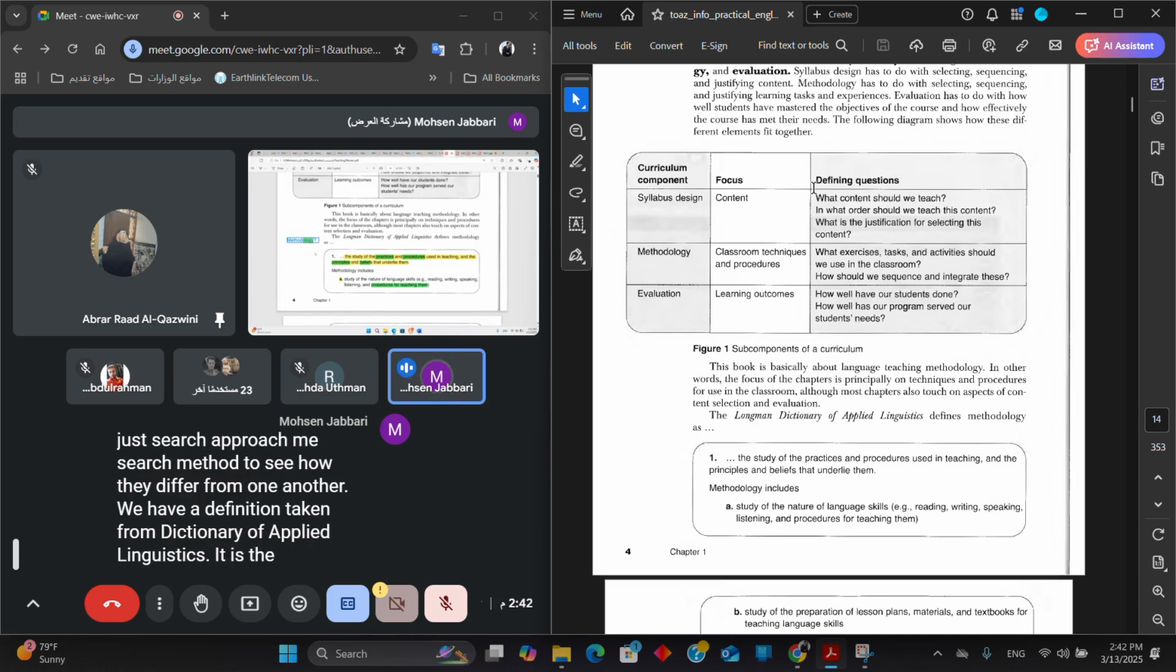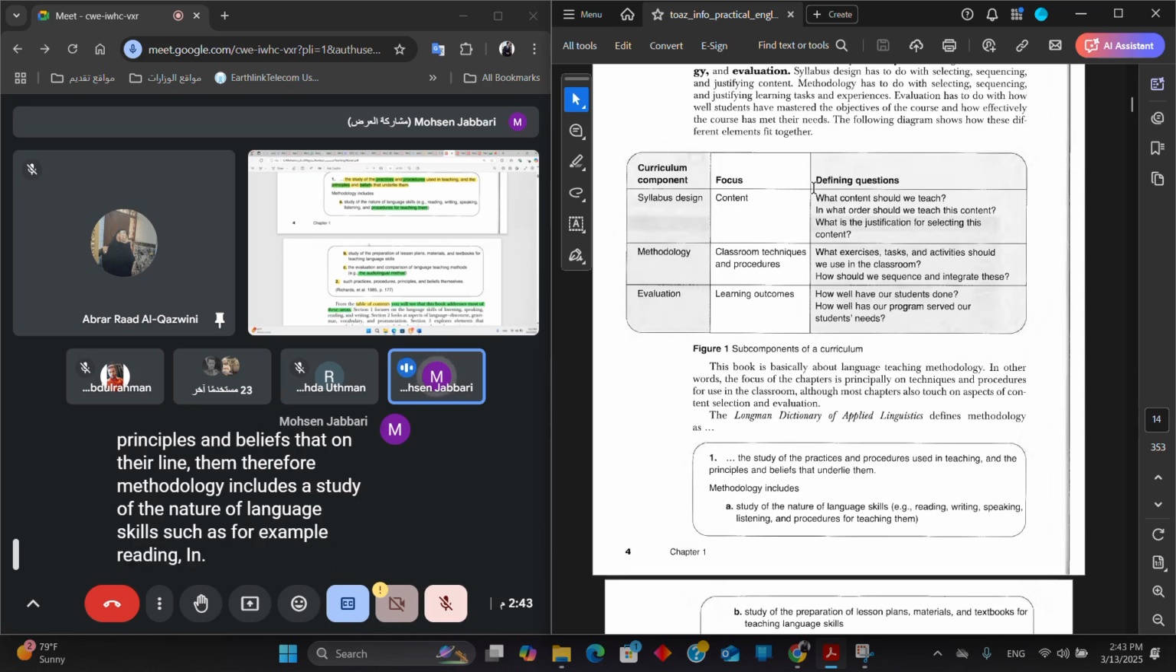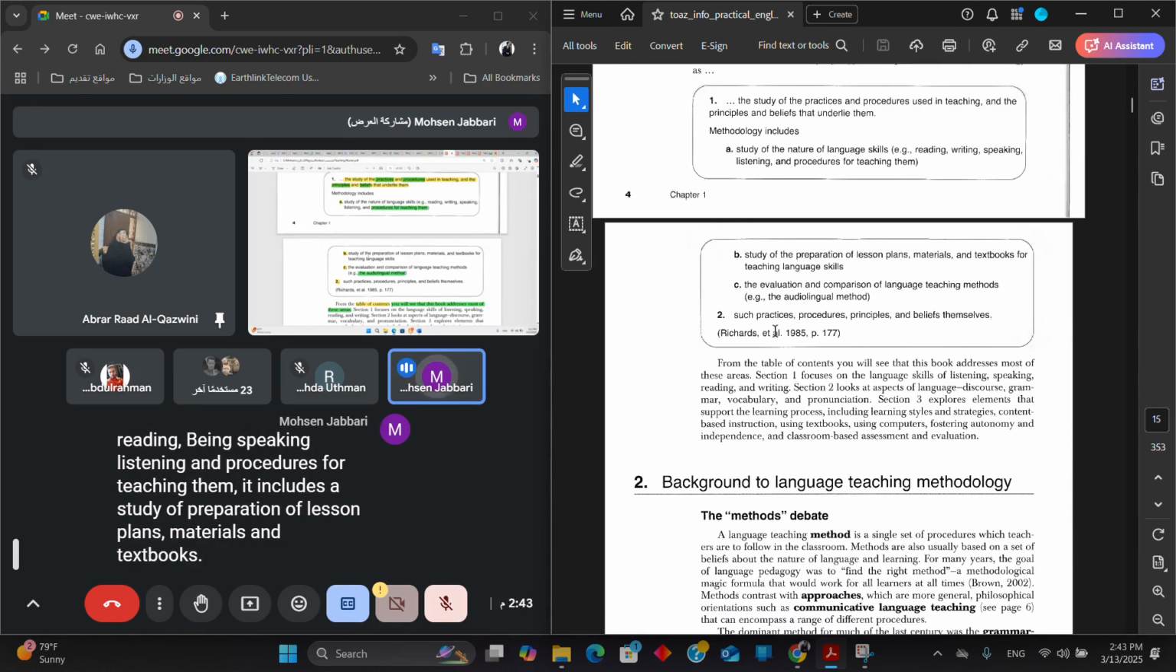Methodology is the study of practices and procedures used in teaching and the principles and beliefs that underlie them. Therefore, methodology includes a study of the nature of language skills, such as reading, writing, speaking, listening, and procedures for teaching them. It includes a study of preparation of lesson plans, materials, and textbooks for teaching language skills. You have to know how to develop lesson plans. It is one of the required skills for all language teachers.